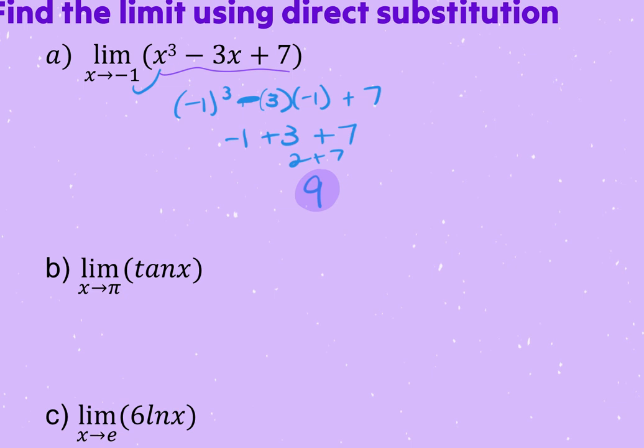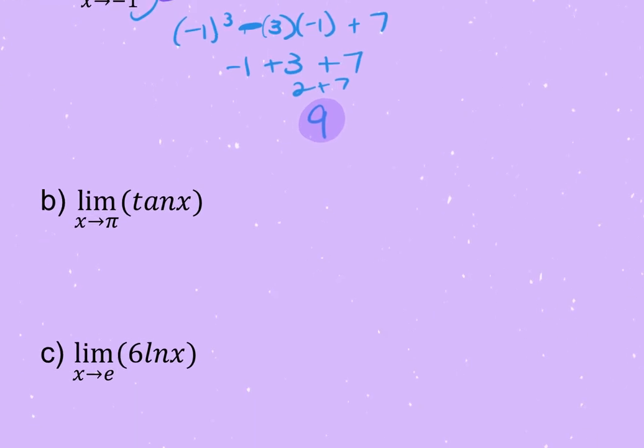Now our trig back. The limit as x approaches pi of tan of x. So I'm going to take that pi, I'm going to plug it in, and I get tan of pi. What is the tangent at pi? 0, right? Pi's on the left-hand side. -1, 0, 0 over -1 would be 0.